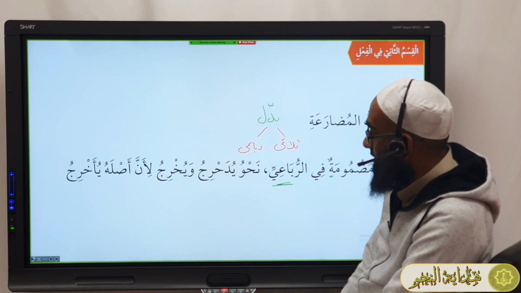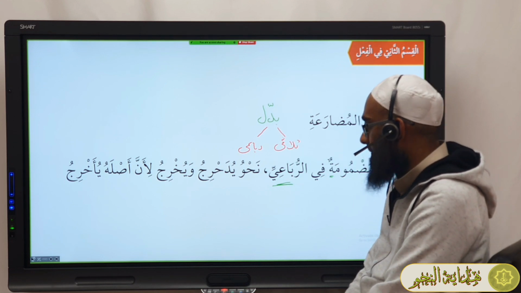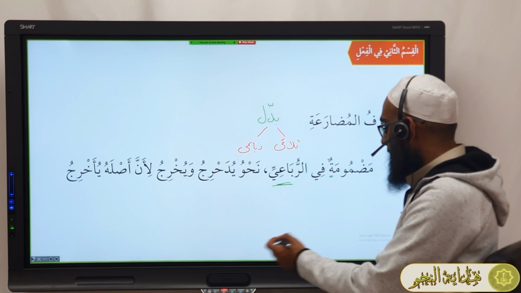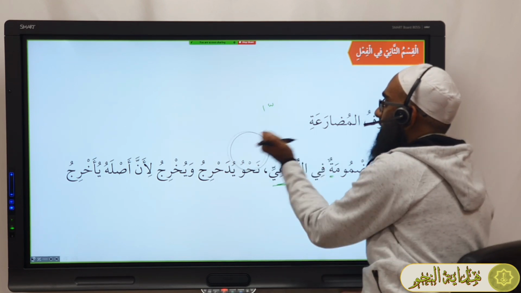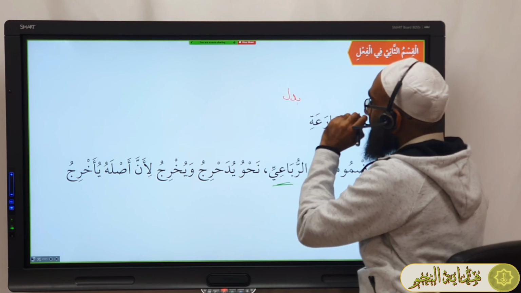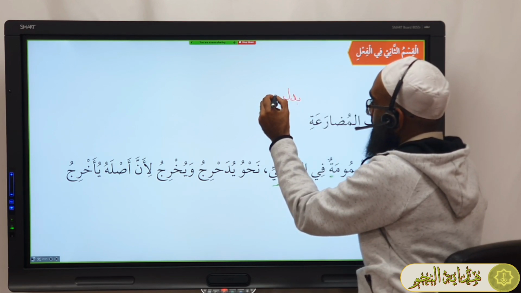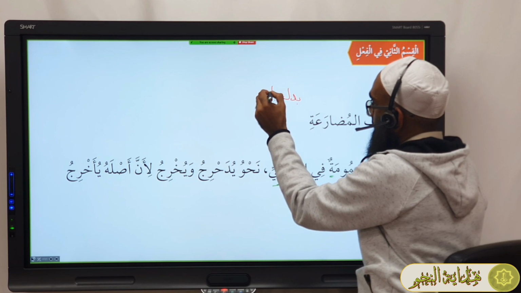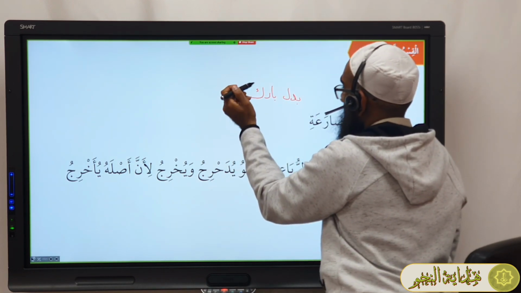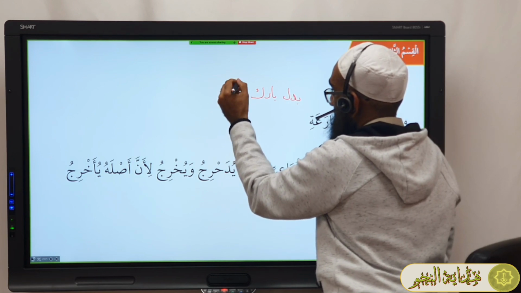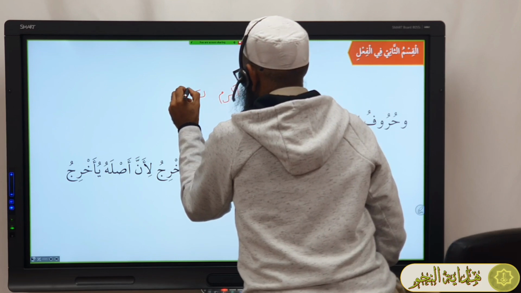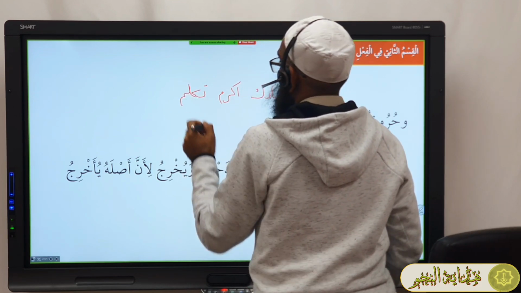Actually, he's using the original scheme. But most people use the other scheme, because if you look at it, what's bab number 2? Baddala. Then bab number 3 is baraka. Bab number 4? Af'ala, akrama. Right? Then bab number 5? Takallama. Bab number 6?